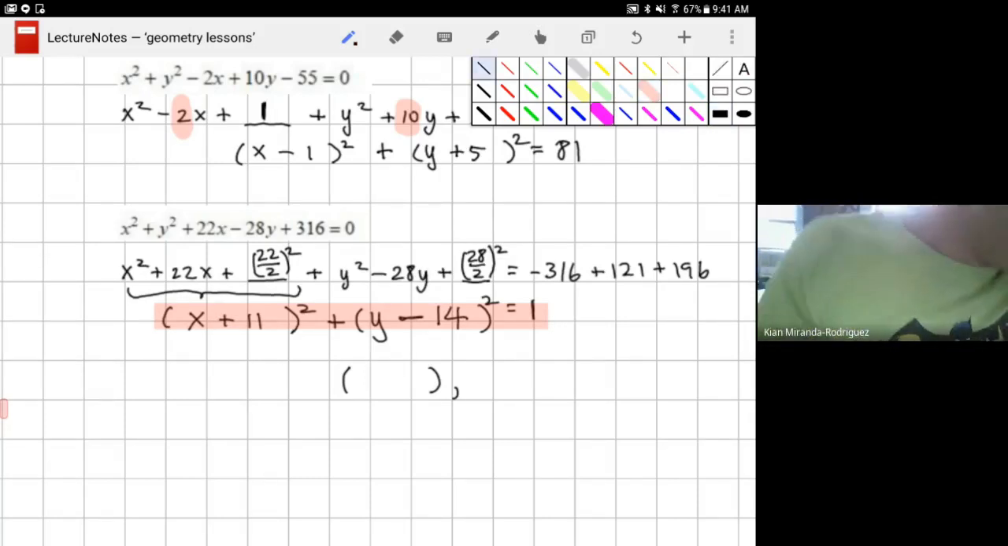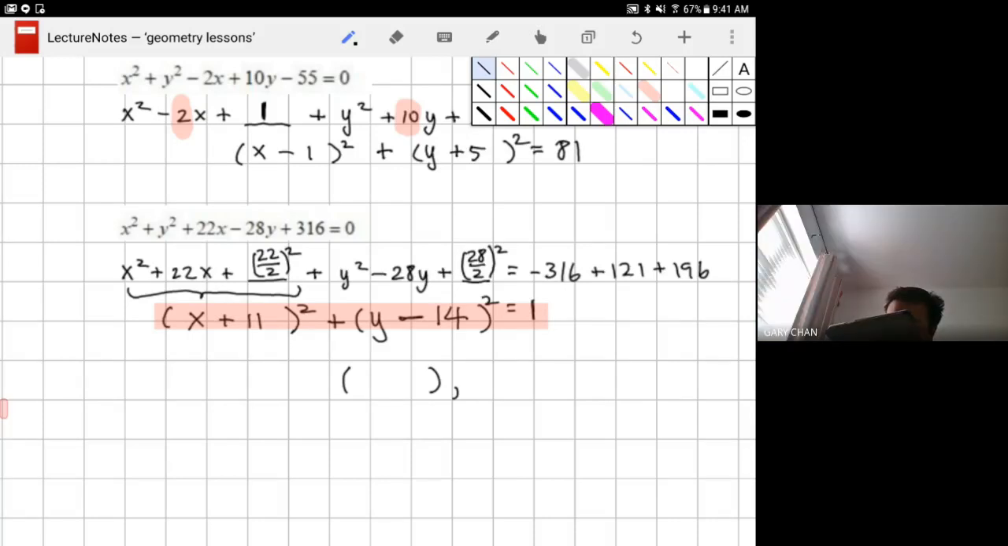Center's 1? Well, it equals 1, right? But what? So the 1 is actually our radius. But where's the center? If you don't remember this, the equation of a circle follows this format.